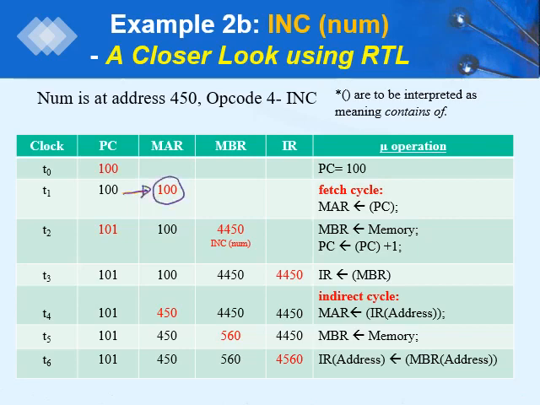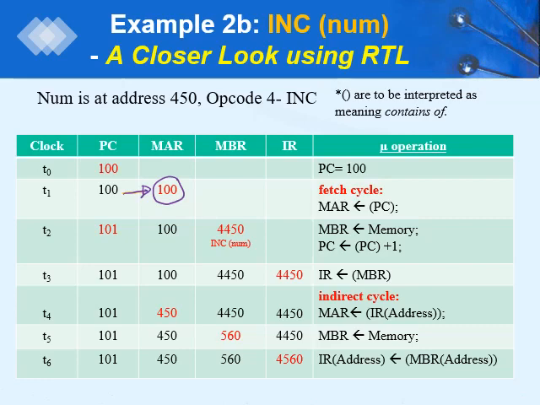So MAR now has 100. At T2, 2 micro operations will be executed. First, we go to the memory and look at what is inside address 100, and the content of that address is 4450. This is a one address instruction.